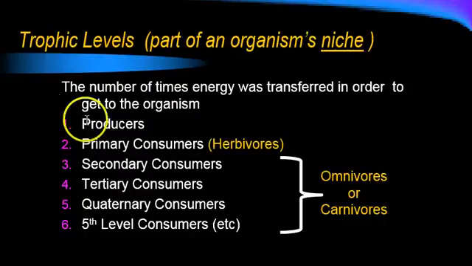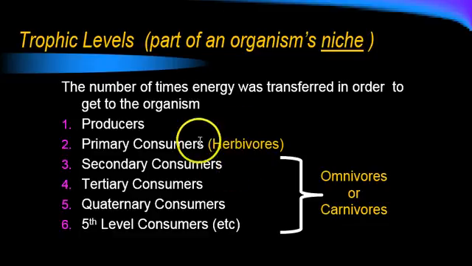So producers are on the first trophic level because the energy was transferred once, just from the sun to them. And then primary consumers are on the second trophic level because they eat the producers. These are herbivores. They're plant eaters in most cases. They could be an omnivore sometimes. And they are 2 steps away from that origin of the energy on Earth. It had to go through the producers first and then get to them. So second trophic level. The third trophic level is going to be your secondary consumers.